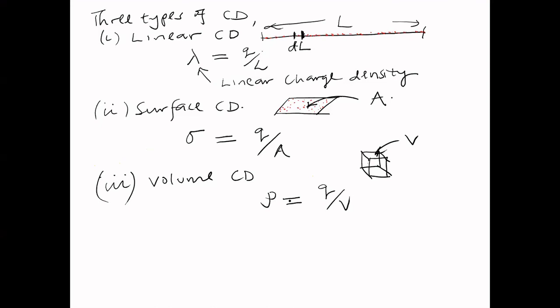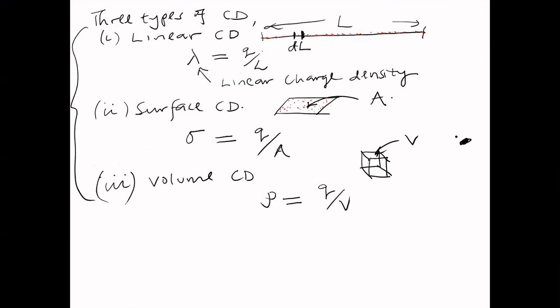These three are the main continuous charge distributions that we are going to look at. The difference between a point charge and a continuous charge is that a point charge is just charge concentrated at a point. But for a continuous charge distribution, you must know the dimensions, which are very important. What is the configuration of the charge? Is it linear, an area, or a volume? Then you can decide the appropriate charge density to use.